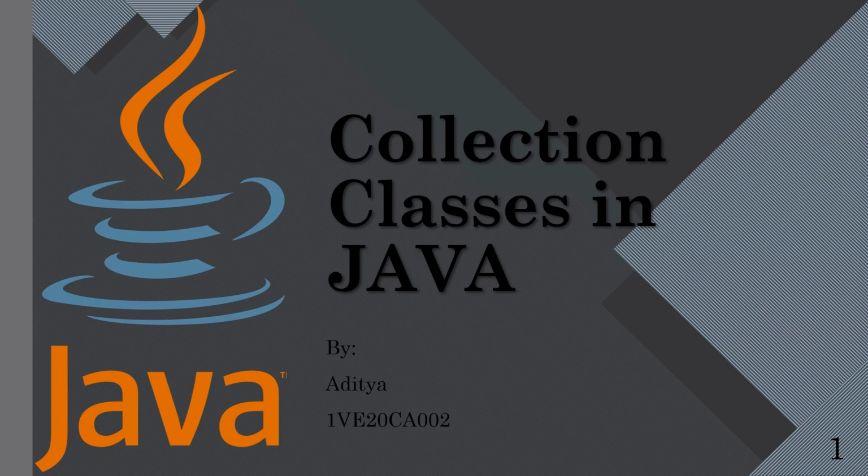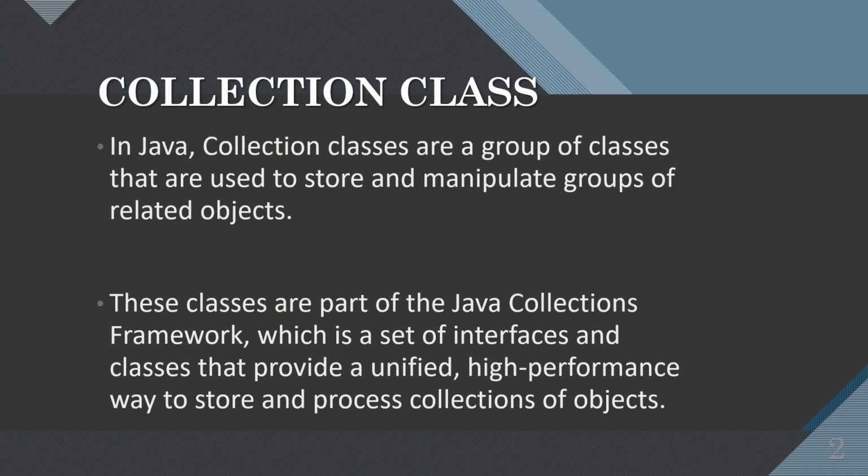So, what are collection classes? In Java, collection classes are a group of classes that are used to store and manipulate groups of related objects. These classes are part of the Java collections framework, which is a set of interfaces and classes that provide a unified high-performance way to store and process collections of objects.